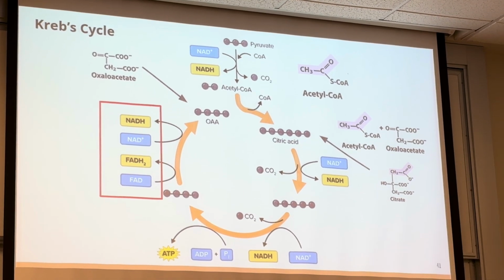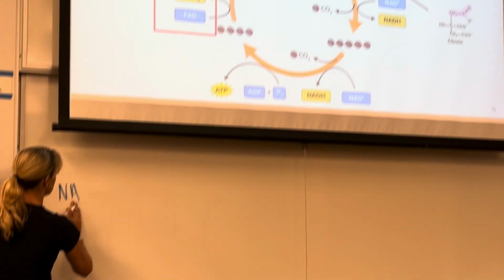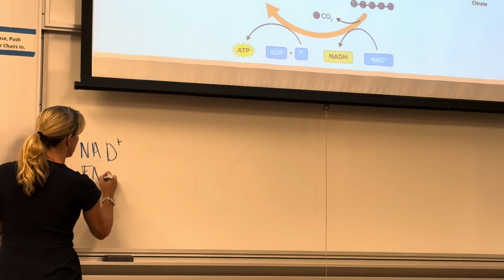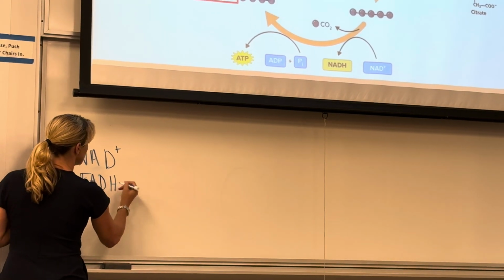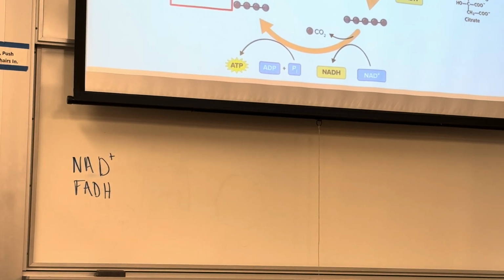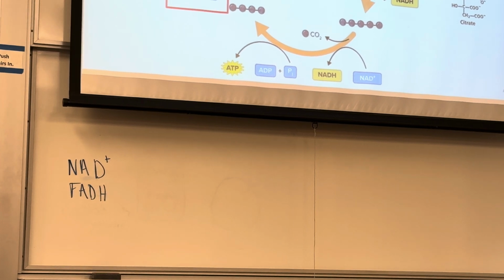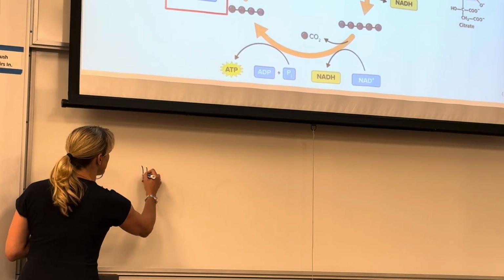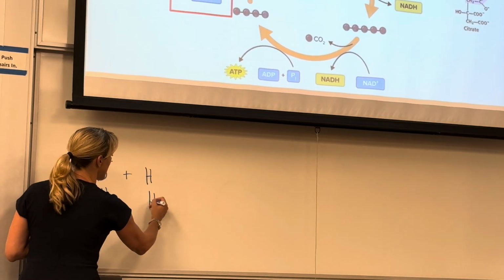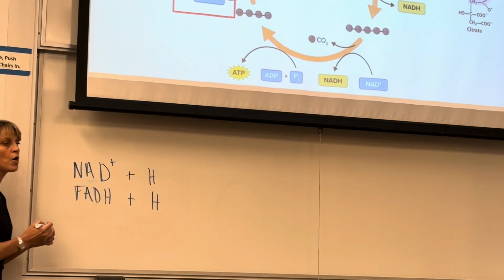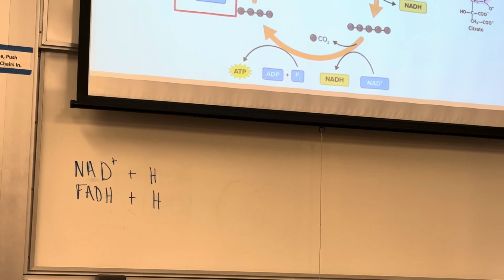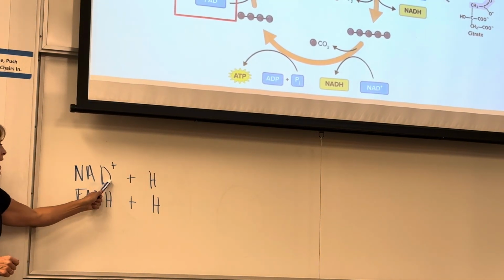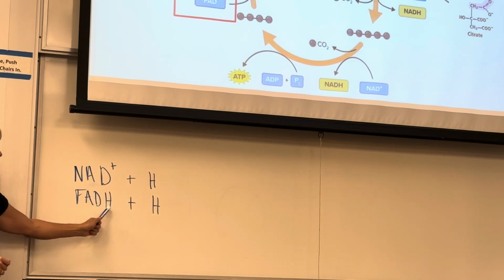So NADH, NAD plus and FADH, these are also just taxi cabs. These are just placeholders. What we're gonna do with the Krebs cycle is we're gonna add a hydrogen, and we're gonna add a hydrogen. That's the whole point of the Krebs cycle. That's the only point. The only point is to rip off the hydrogens and add them to here. Rip off a hydrogen, add it to here.